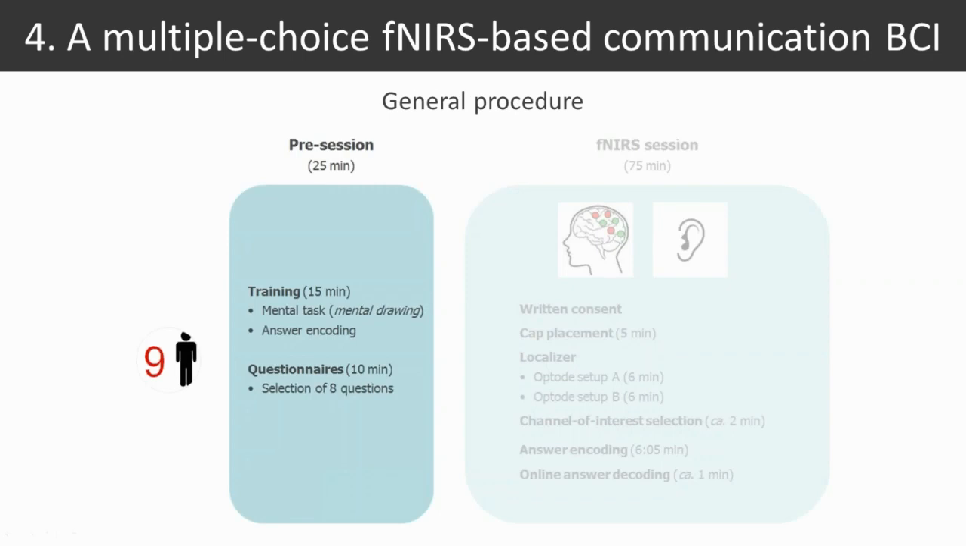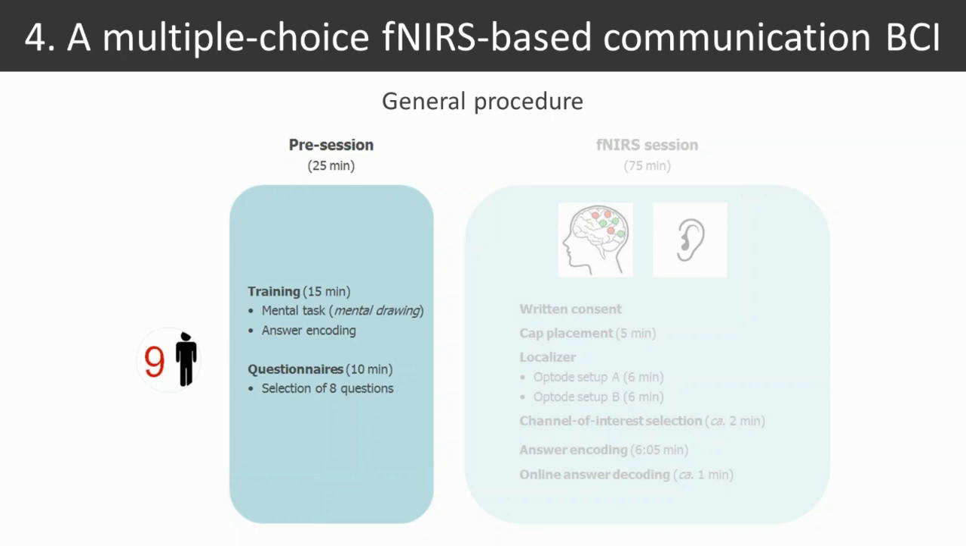Okay, so what did we do? We measured 9 subjects. We had a first short training session of 25 minutes. The training was for training the mental drawing task and for training the answer encoding. And I can tell you it's quite easy. People easily get it, and it took about 15 seconds. Then we also asked participants to fill out a questionnaire with biographical questions. And in the end, we selected 8 questions independently from another researcher not doing the analysis.